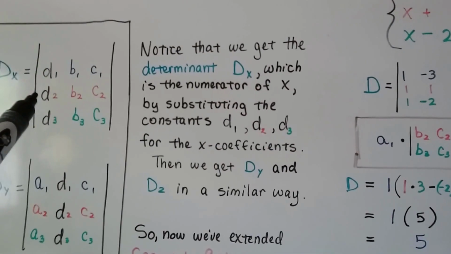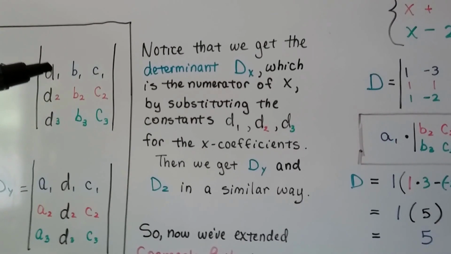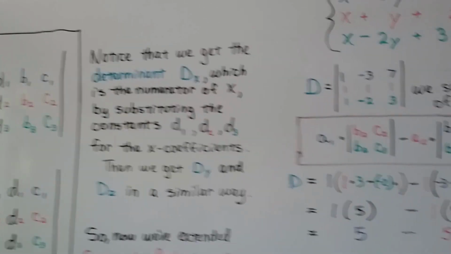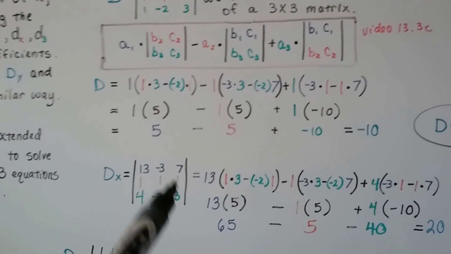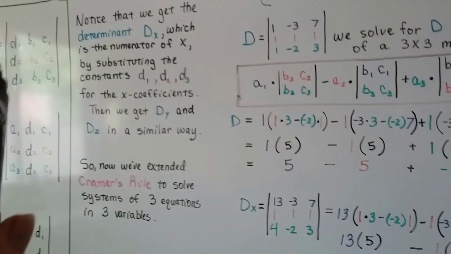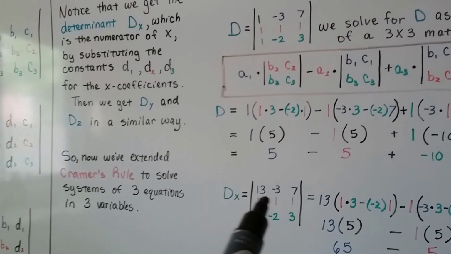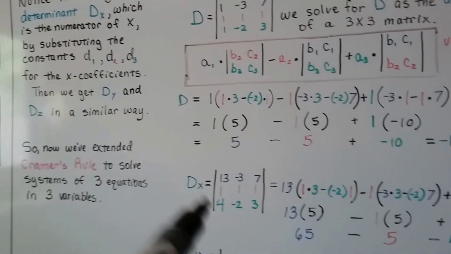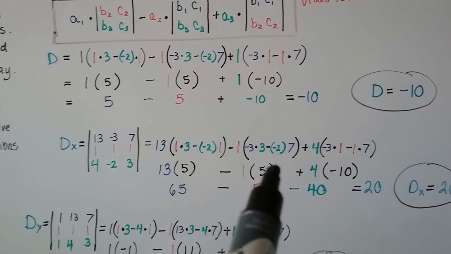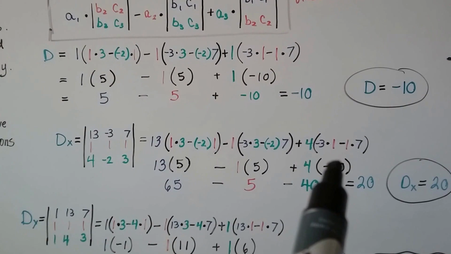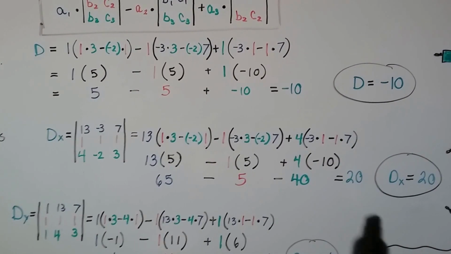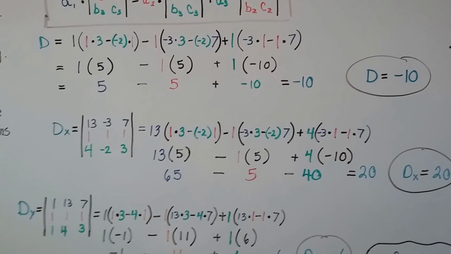Using this as a template, we've got our first D value, then the B, then the C. The second D value, then the B, then the C. See? We're going to use that as our template. We put in our values from the system according to how this is, and this one, and we get 13 times 5 minus 1 times 5 plus 4 times a -10. That's going to give us a 65 minus a 5. That's 60 minus 40. That's a 20. So we know D sub x is a 20.